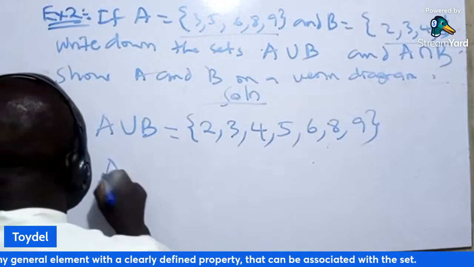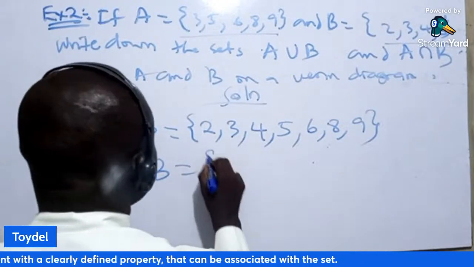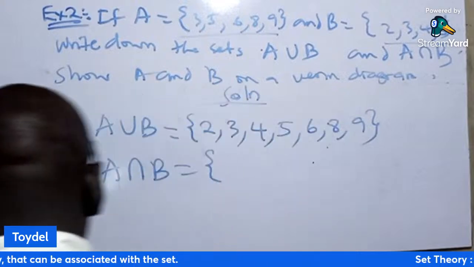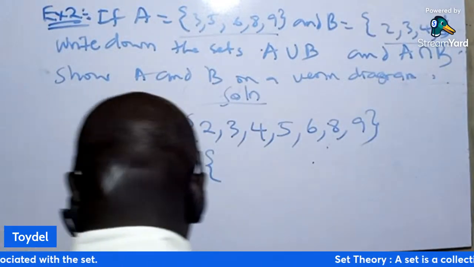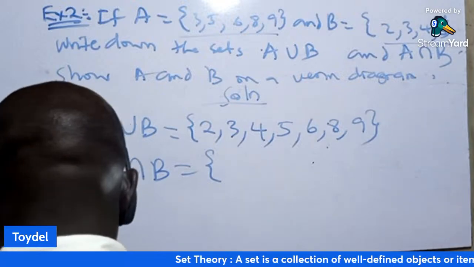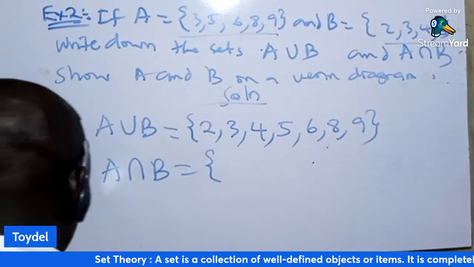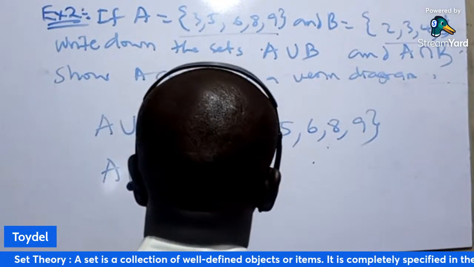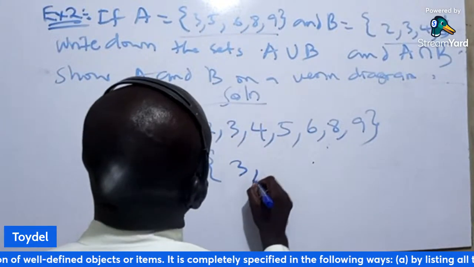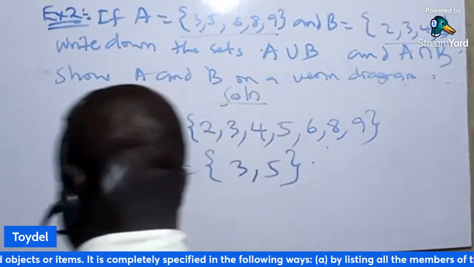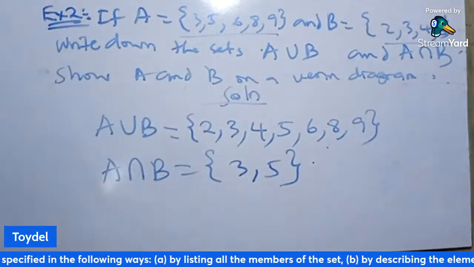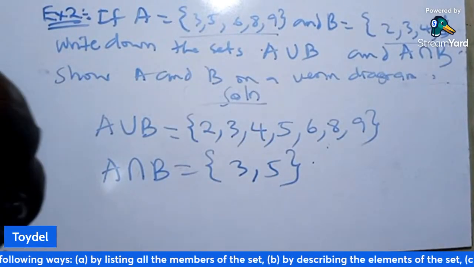Then what is A intersection B? A intersection B simply means the elements that you have in A and B. The element that you have in A, and you also have it in B, that is A intersection B. So what are the elements? The elements that are common are only 3 and 5. So 3 and 5 are the elements that you have in both. Okay? Then how do we now represent this in a Venn diagram?